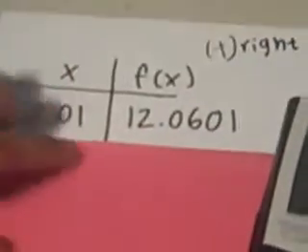Okay, from the left. So let's try to do the right also. Just go to your graph and just put 2.01. You're going to get 12.0601. So that's your y. And then keep on doing that.